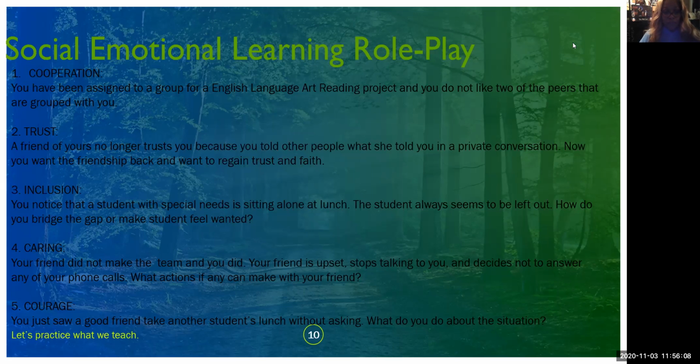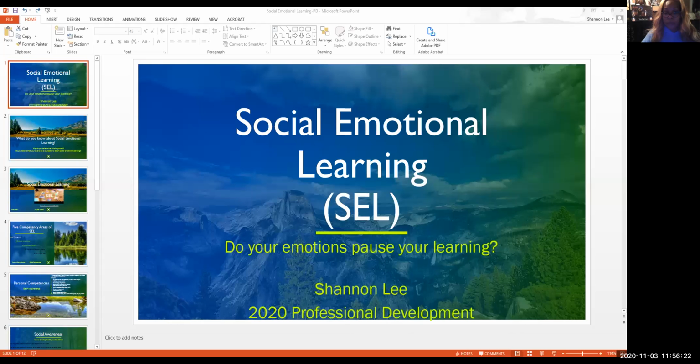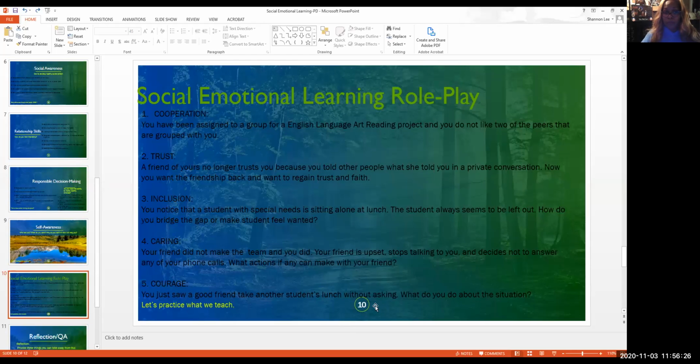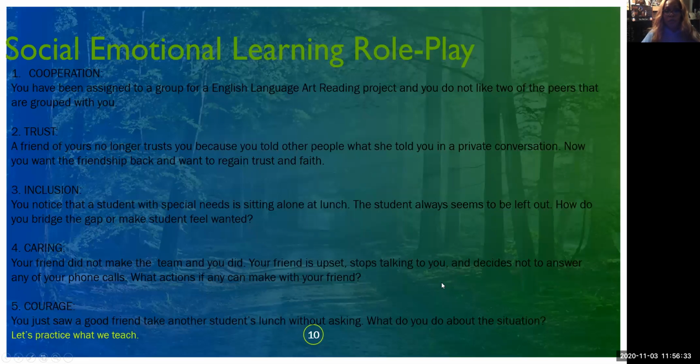So we have 5 role plays. We're going to break out in our breakout rooms, and I'm going to let the system automatically create your breakout rooms. We're going to have 5 breakout rooms. The first breakout room will take courage. The second will take caring. The third will take inclusion. The fourth will take trust. And the fifth will take cooperation.